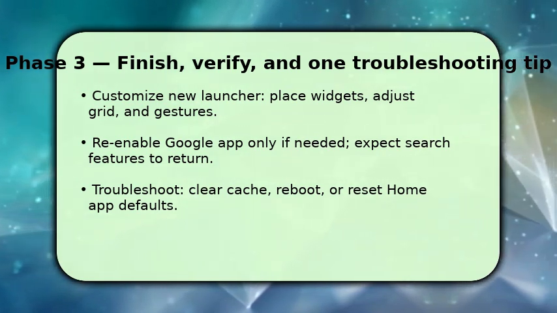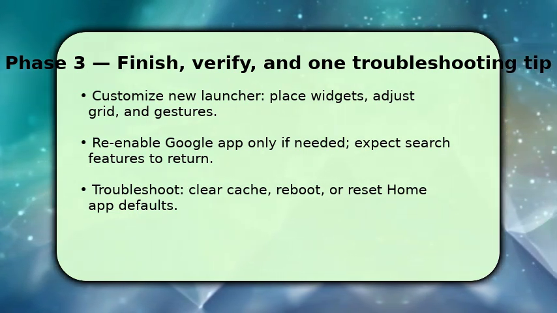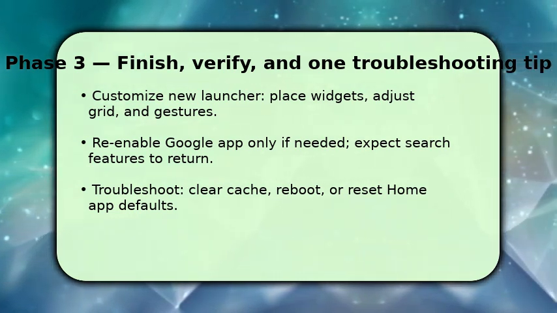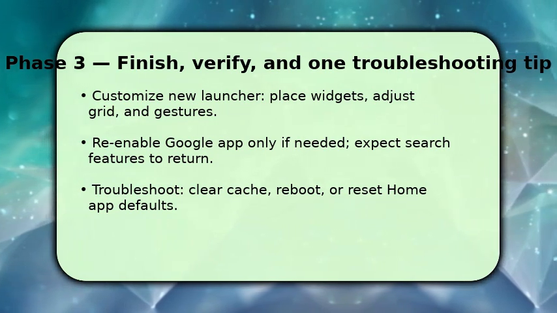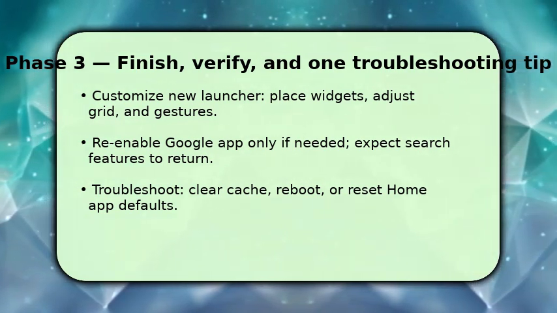If the bar reappears, clear the Google app cache, reboot the phone, and check Home app defaults. Once done, make sure the new launcher is still set as default. If problems persist, reset Home preferences or reinstall the launcher.